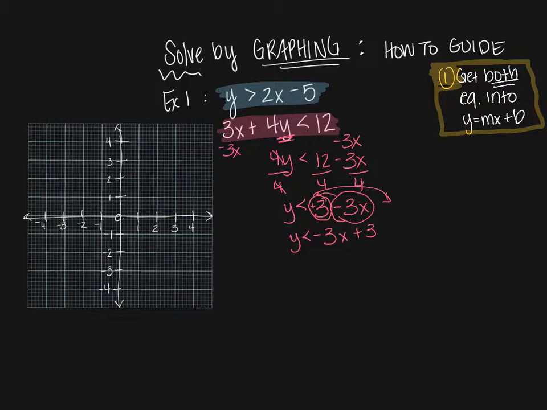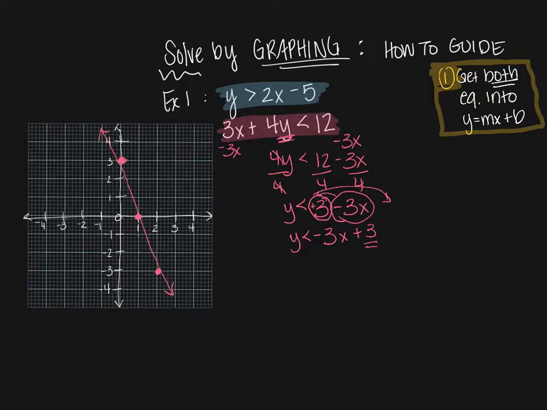Now I have something I can graph. So let's look at graphing this. Negative 3x plus 3. So this is my b. It's my y-intercept. I'm going to start there. And I'm going to go 1, 2, 3 down and over 1 to the right. And I'm going to do it again. 1, 2, 3 down and 1 to the right. All right, and this is going to give me a line that kind of looks like this.